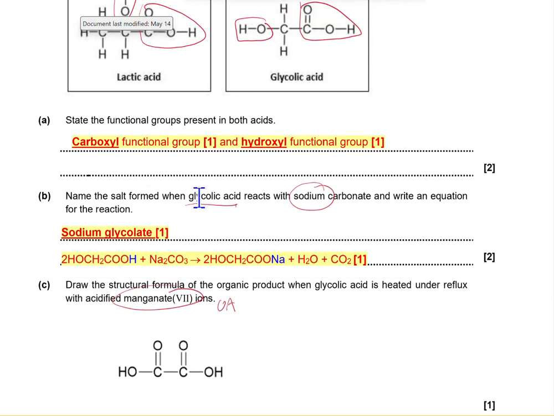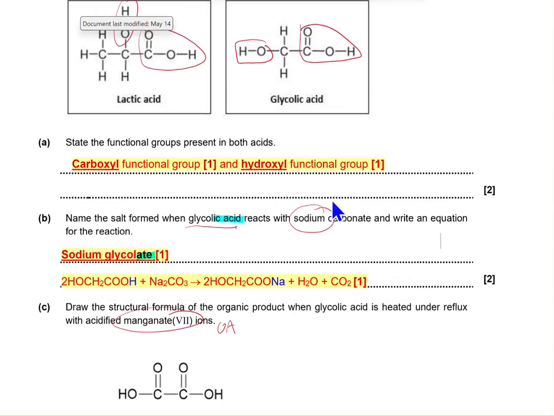Now name the salt when glycolic acid reacts with sodium carbonate and write the chemical equation. For example, ethanoic becomes ethanoate. So glycolic becomes glycolate. IC becomes ATE. The IC acid name will change to a salt name which ends with ATE. The metal will form the first part of the salt name. So it's sodium glycolate. You must learn how to write this name.